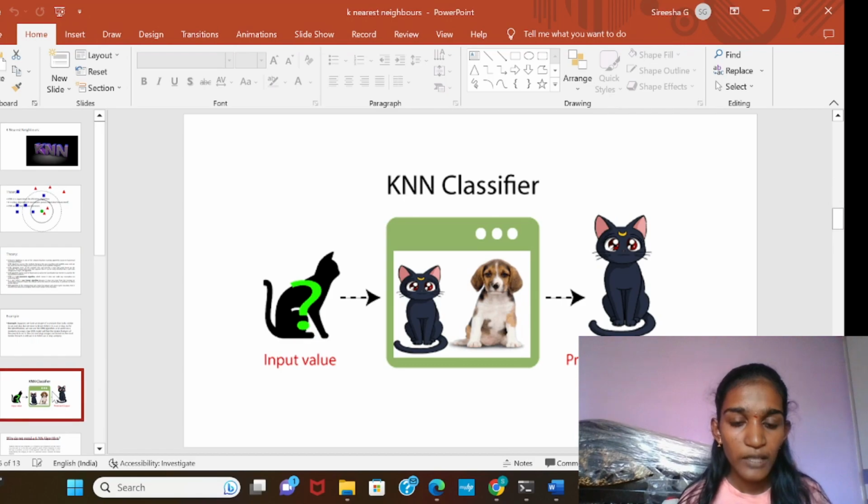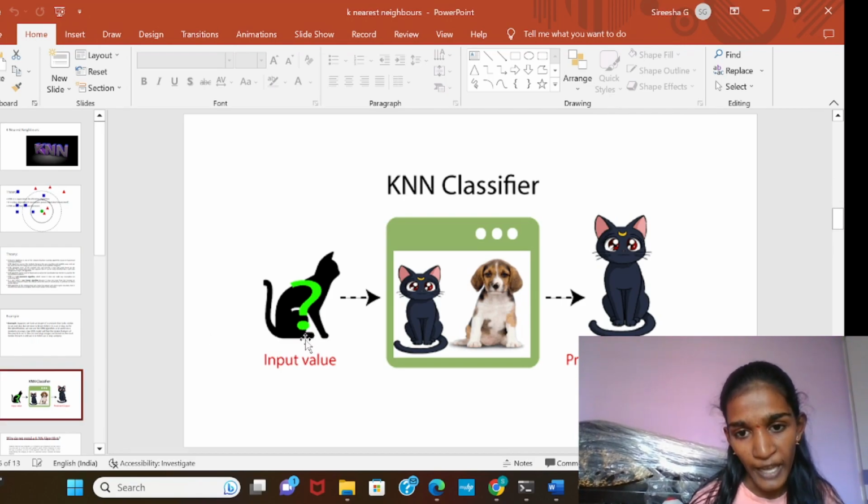Coming to the example, here we have given an input as a cat. Here we are using KNN classifiers. After using the KNN classifiers, it predicts the output as cat.